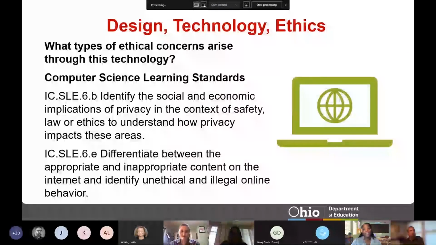For the computer science standards, it connects to the safety, law, and ethics topic and the impacts of computing strand. So for SLE 6B, students will become familiar with some of the attempts made by third parties to try to misuse private information, and they'll discover the impact of those attempts. And for SLE 6E, by using the sandbox at the cyber range, users will be able to recognize the difference between appropriate and inappropriate behavior and content on the internet, and identify what is unethical and illegal online behavior.